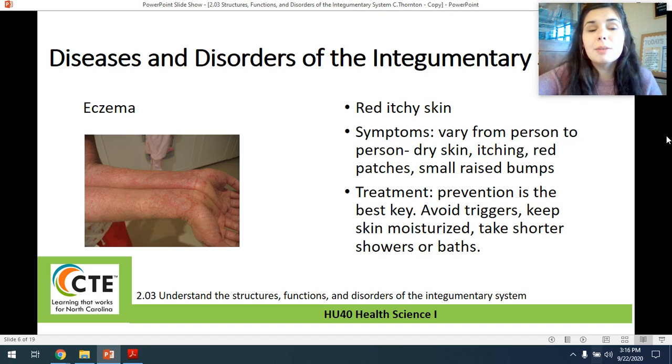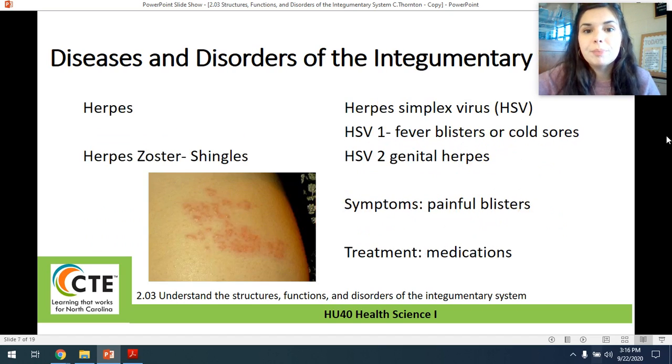The treatment for eczema really depends on the person and can vary depending on the severity of the eczema. Prevention is really the best key. So avoiding things that you know trigger your eczema, trying to keep your skin as moisturized as possible, and taking shorter showers or baths, because typically the products that we use in our showers and baths, as well as the hot water, can really dry out the skin and cause your eczema to flare up.